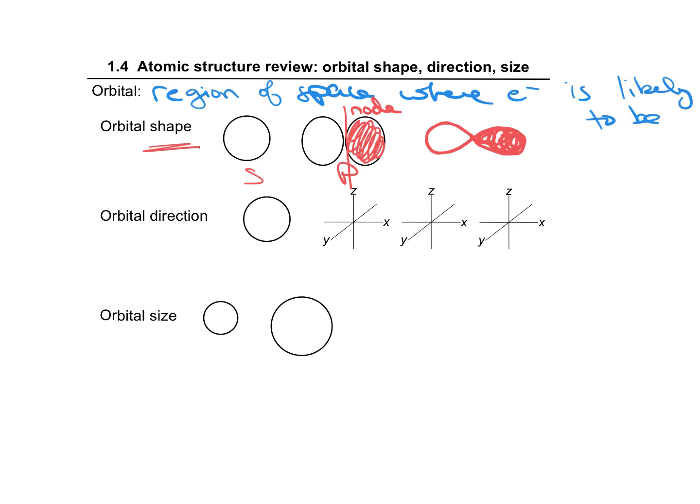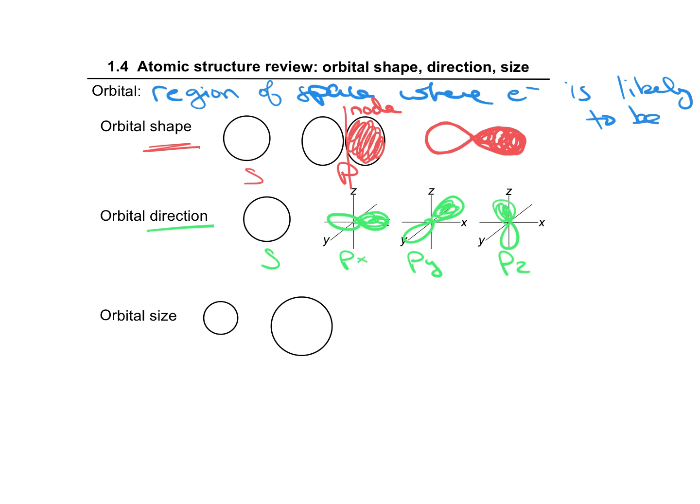Next up, we can consider orbital direction. Now, with an s orbital, it's spherical, so we don't think about the direction. But with a p orbital, we can have it going in this direction, and this would be a px. It could go in this direction, py, or this direction would be a pz.